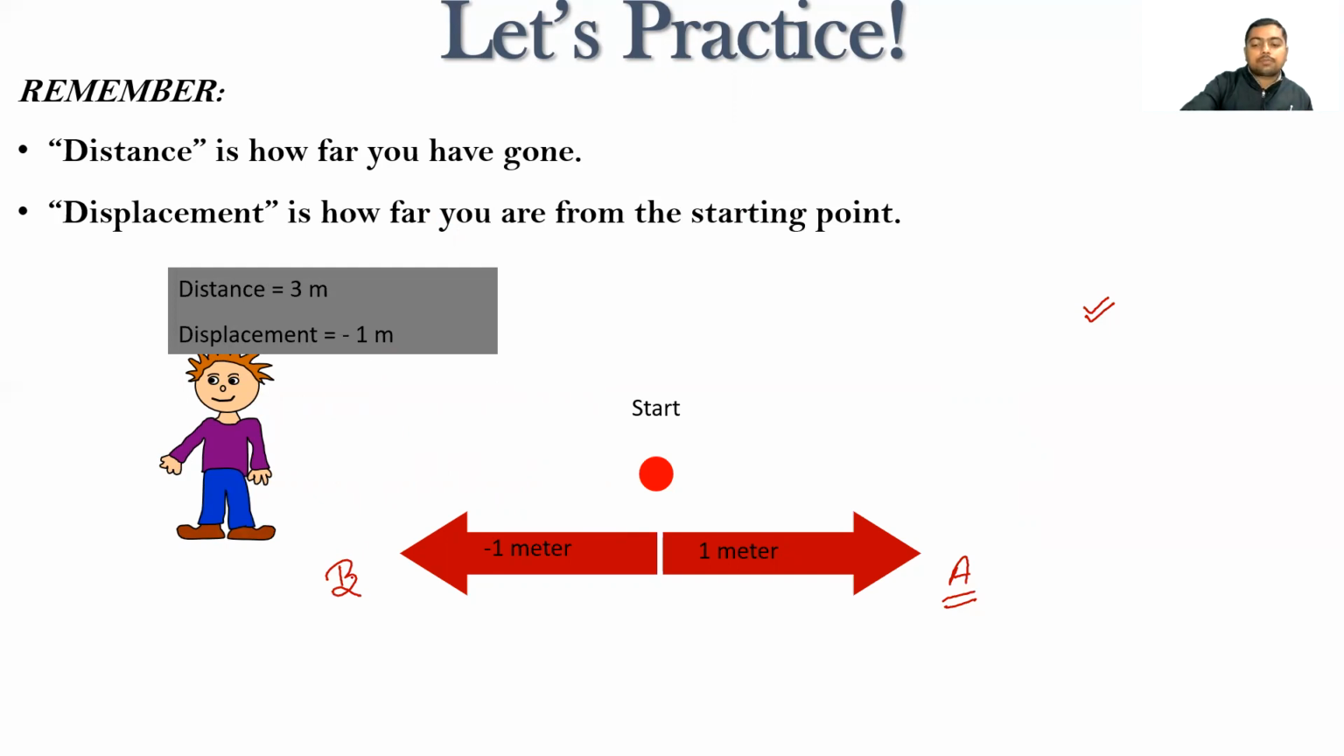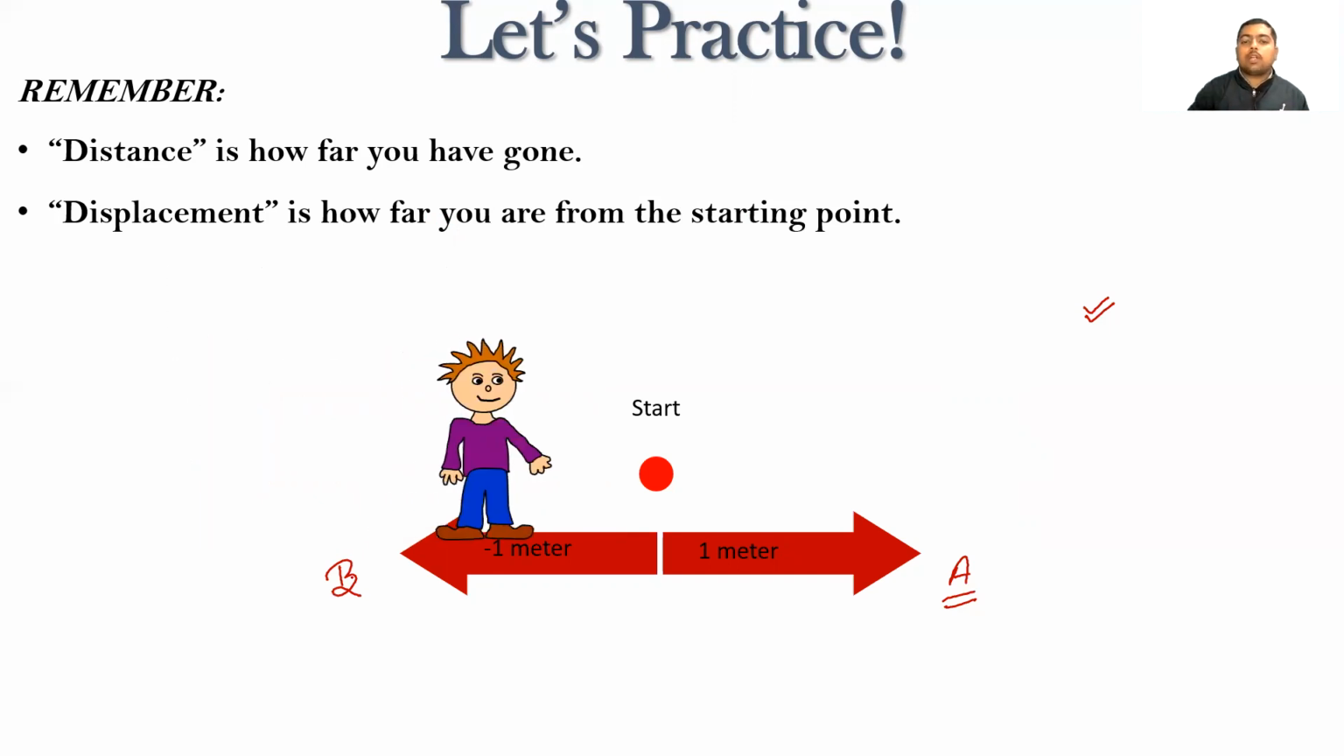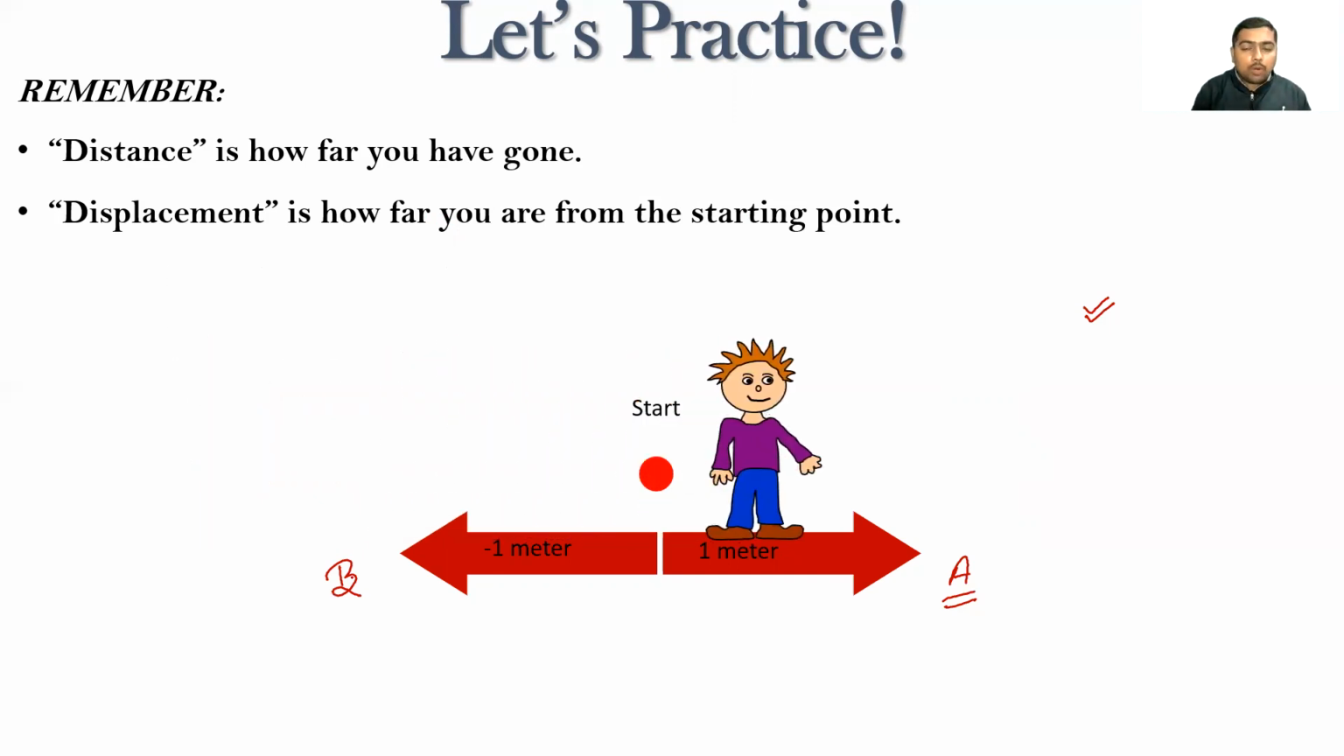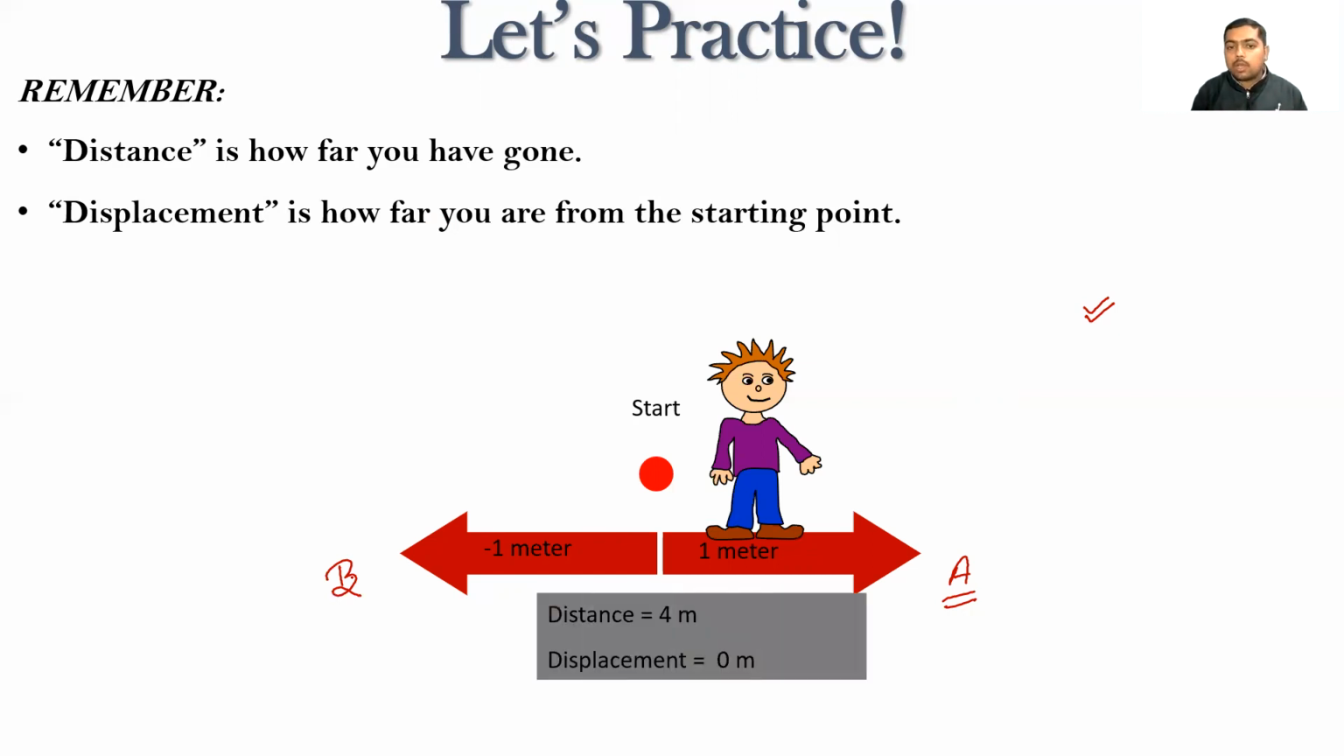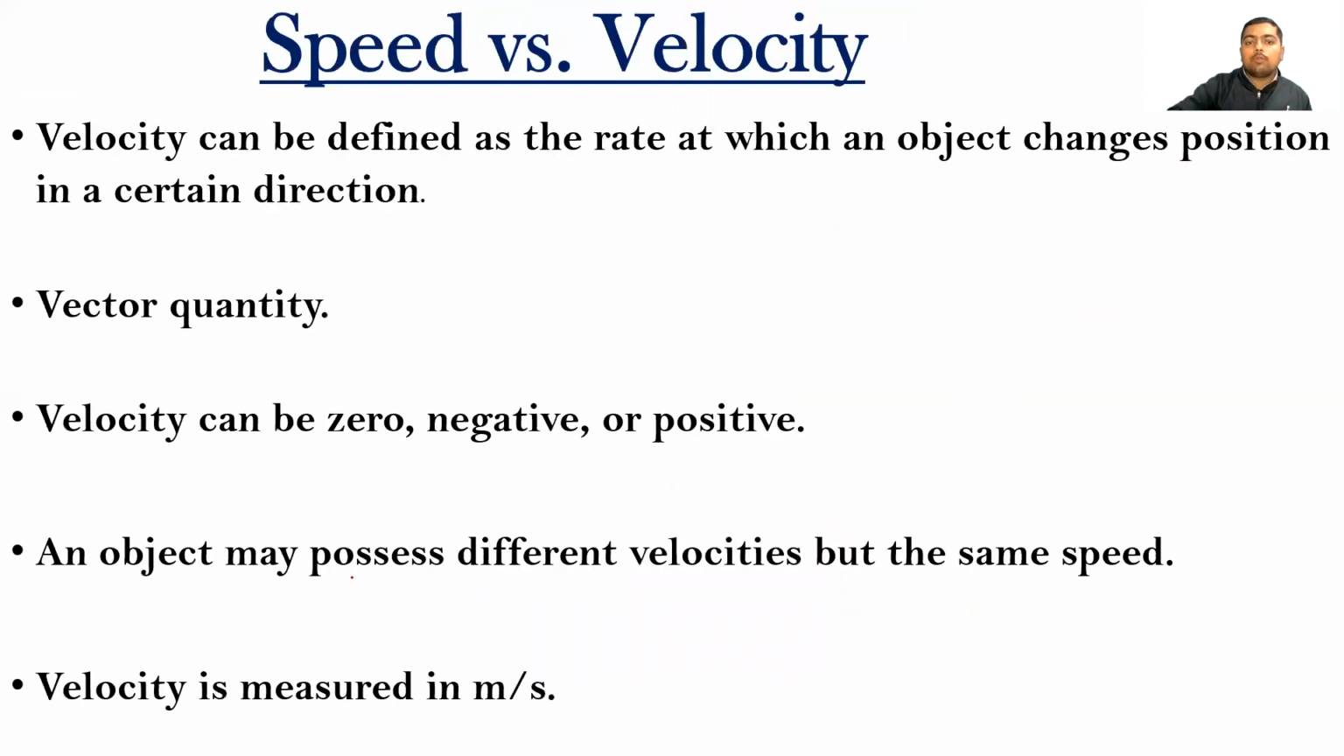Now the boy returns from point B to the start point. So what is its final distance and displacement at the start point? Its distance becomes 4 meters and displacement becomes 0 because he starts from the start point and ends at that point also. So displacement becomes 0 but distance becomes 4 meters. I hope you understand distance and displacement.